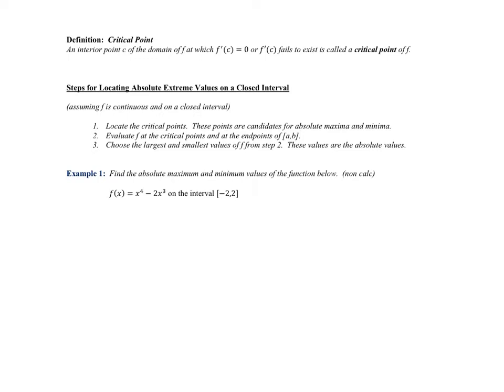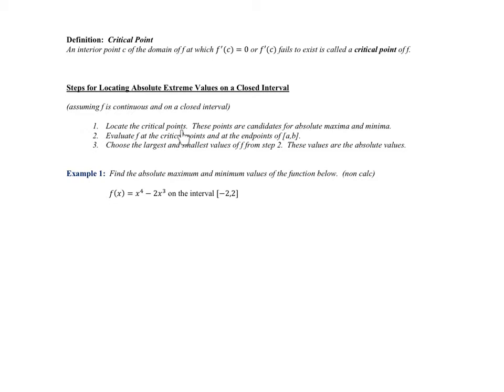Okay, these are going to be some of the potential candidates for an absolute minimum or maximum value. The other candidates will be the endpoints. So the steps for locating absolute extreme values, assuming f is continuous on a closed interval, are these 3 steps.